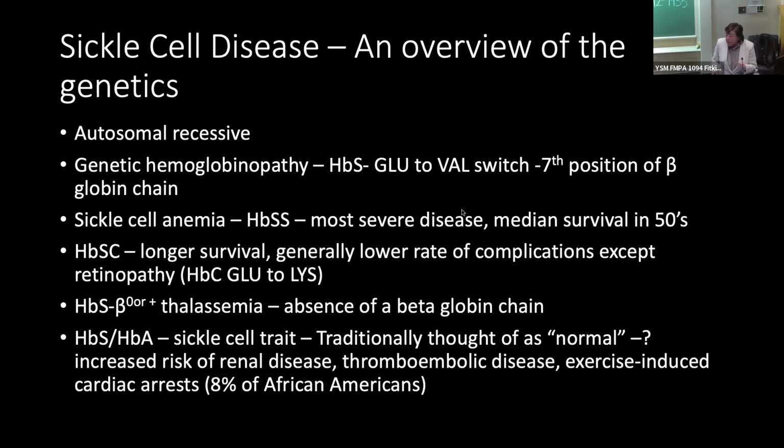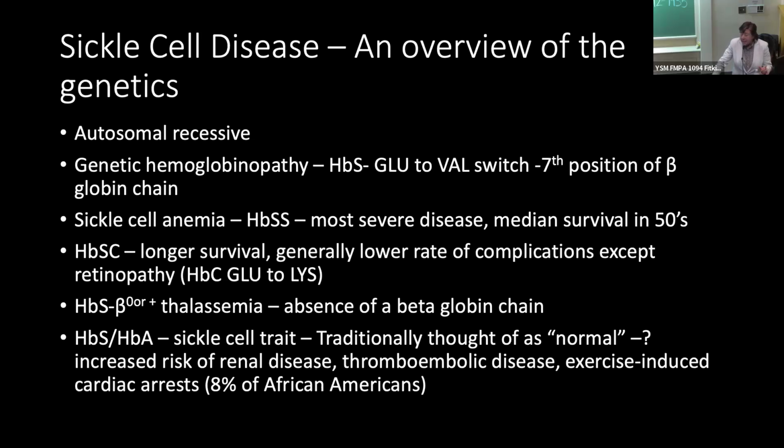Sickle cell anemia is a little bit of an outdated term, but it refers to people who are homozygous for that hemoglobin S mutation. They have hemoglobin SS disease, and it's the most severe disease. In the United States, we're looking at a median survival into the 50s.